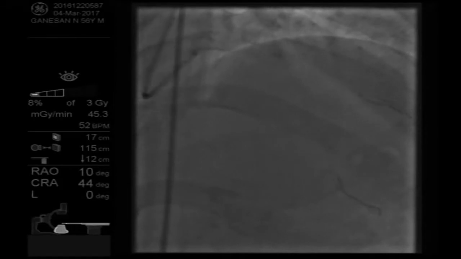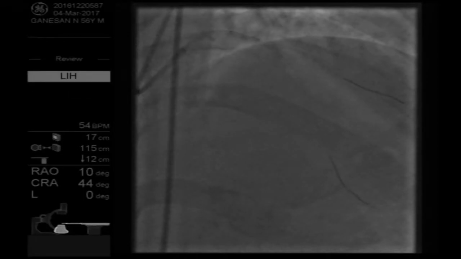Okay. Go up. Yeah. 6, 8, 10, 12. Negative. So you can see the balloon slipping, so it's definitely that calcified lesion is not allowing the balloon to expand. So can you go up? Yeah. 8, 10, 12, 14. Negative, still slipping.